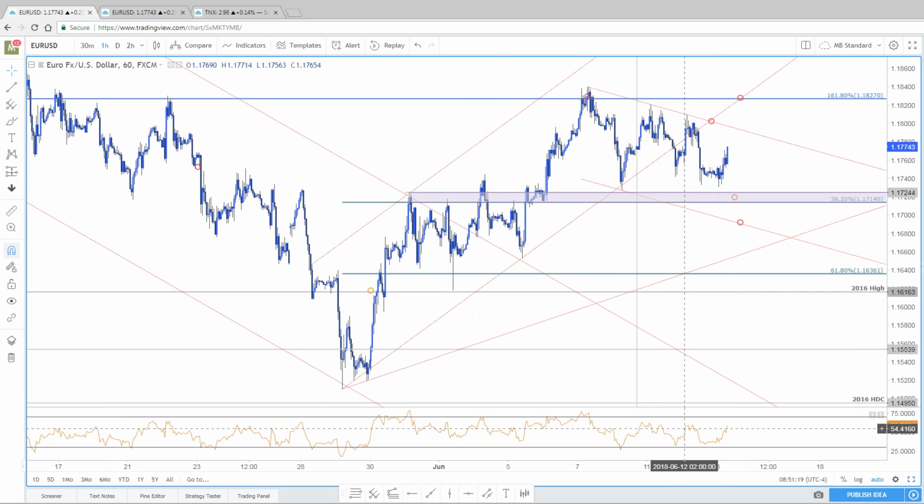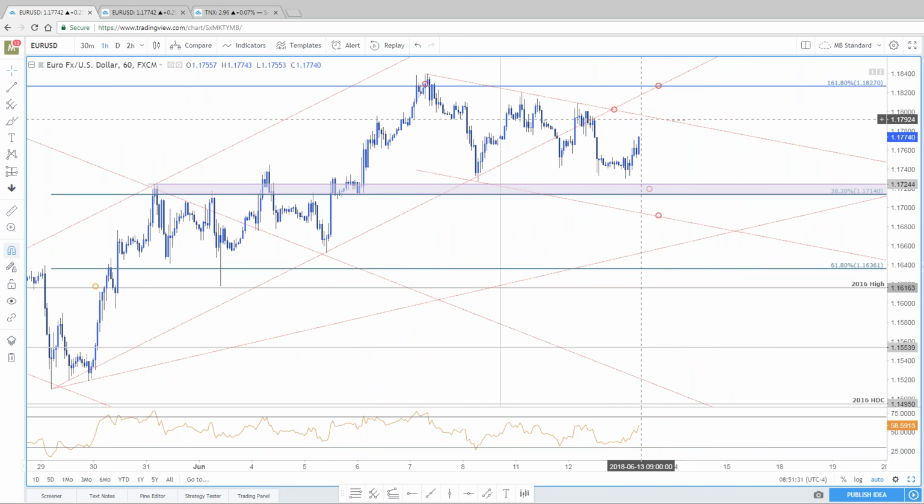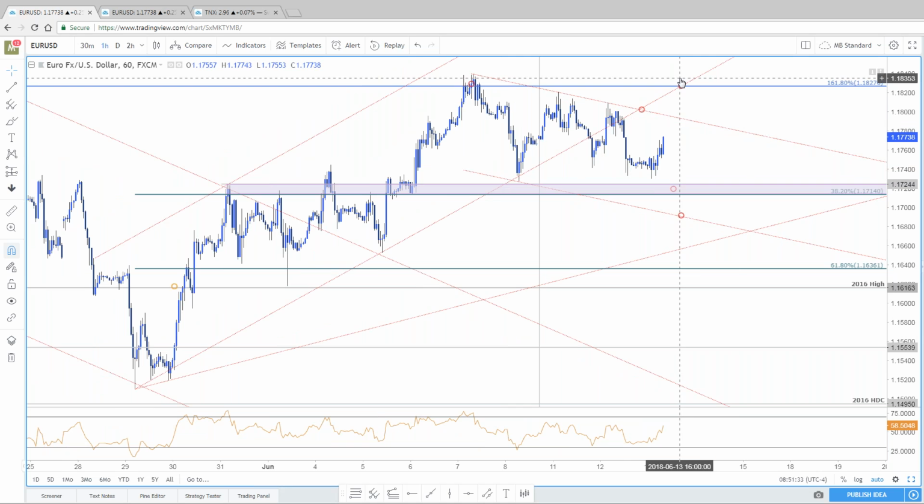So nice, some hourly divergence here with the lows that we just made. New low in price, no new low in the oscillator, turn higher, textbook move. Look for resistance around that median line, but we need to break through 1827 to keep this going.